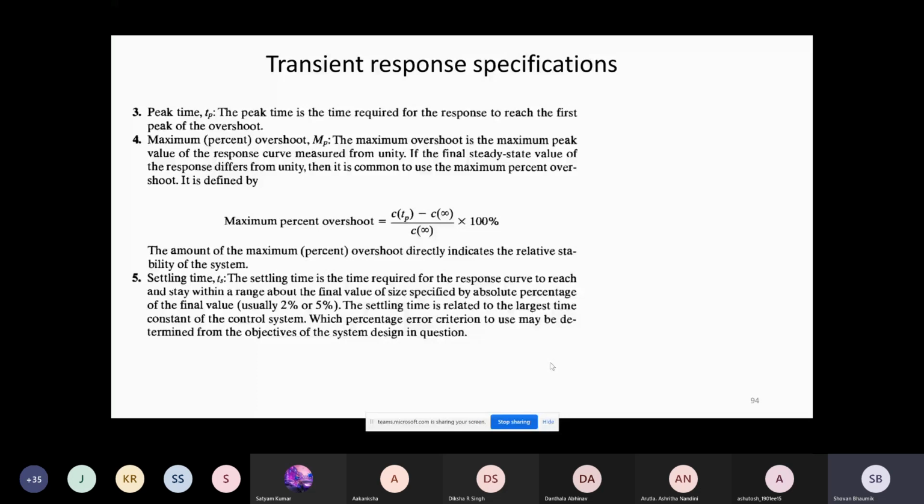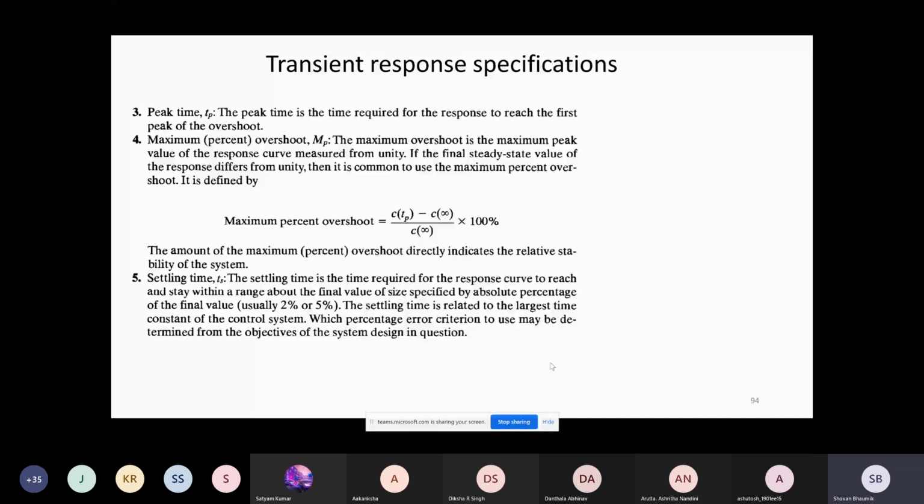So maximum percentage overshoot is defined as the first peak, that means C is the output at peak time Tp, minus the steady state, which is C infinity, divided by the steady state, which is C infinity, into 100. This is called the maximum percent overshoot or maximum percentage of peak overshoot. The amount of the maximum overshoot directly indicates the relative stability of the system.